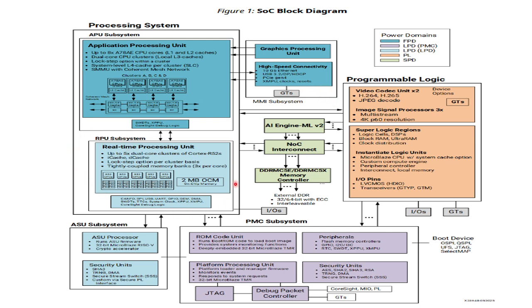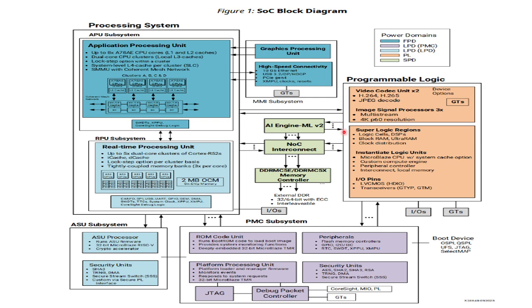Also, the second chapter was RPU. We see here what we have. I think it's R52 main cores, and there are 10 of them. We see here 5. We have different memories and so on. So the APU subsystem and RPU subsystem are part of one big processing system, which is interconnected with the graphic processing unit and the high-speed connectivity unit.